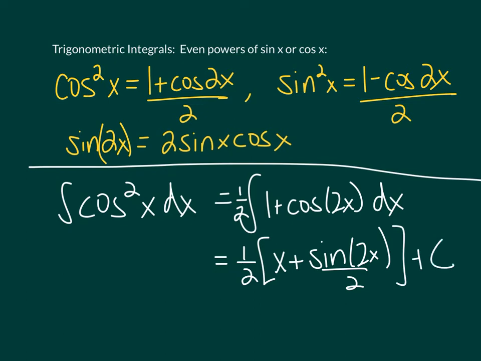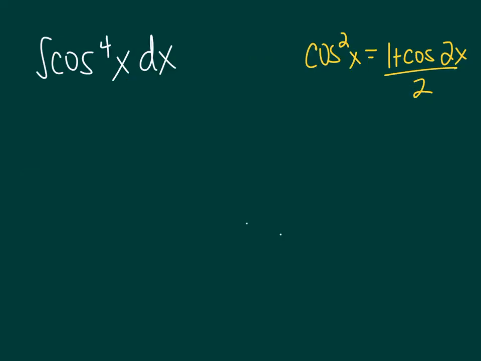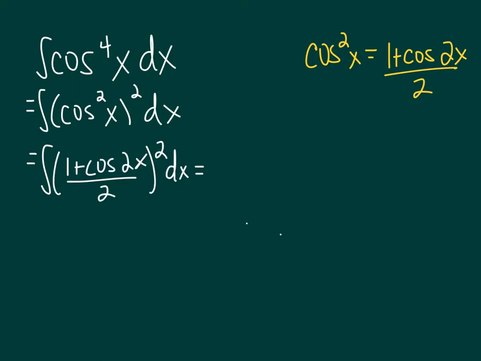So now using that idea, let's try cosine to the fourth of x. So take a minute, put this on pause, and see what you can get. Okay, so for this problem, we're going to rewrite this as cosine squared squared, and then I can replace this inside cosine squared using my half angle formula. And then I can just expand this out. Let's pull the 1/4 out front.